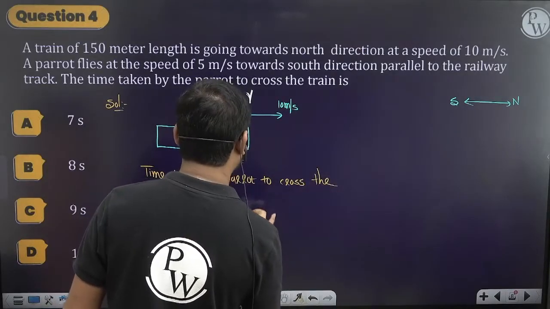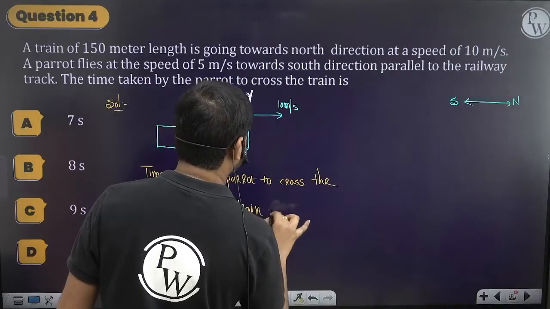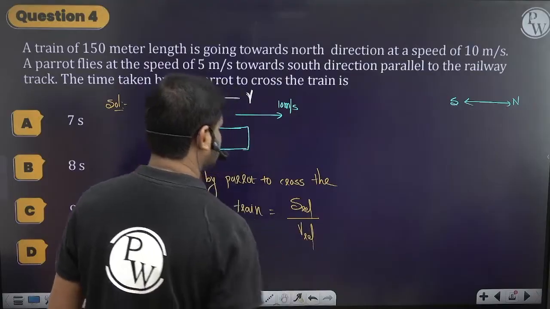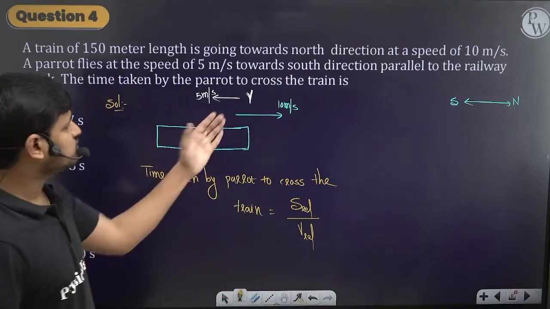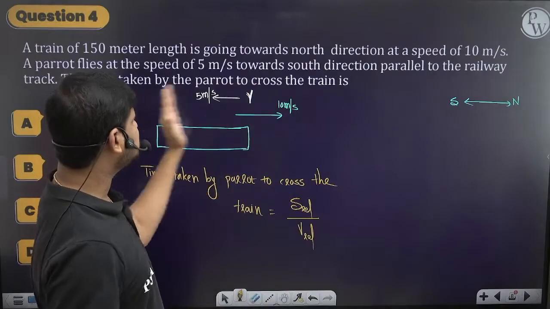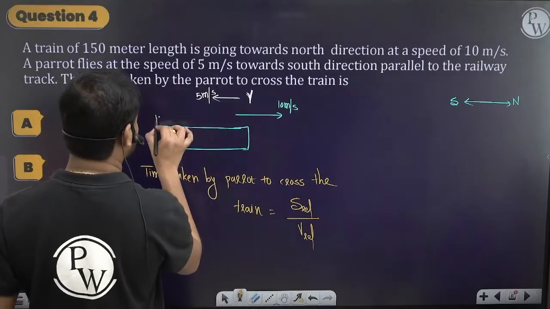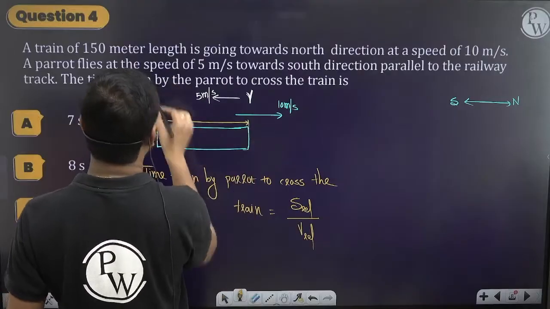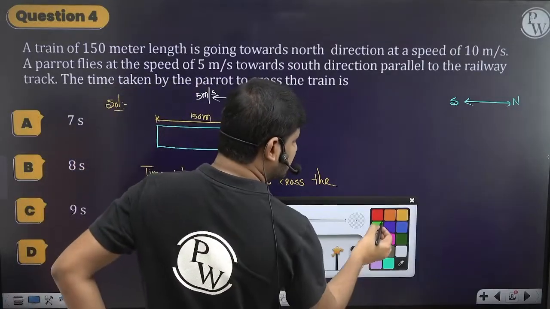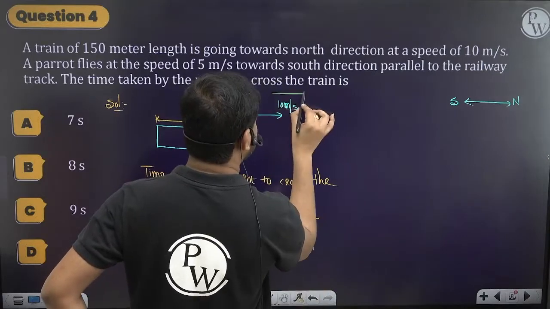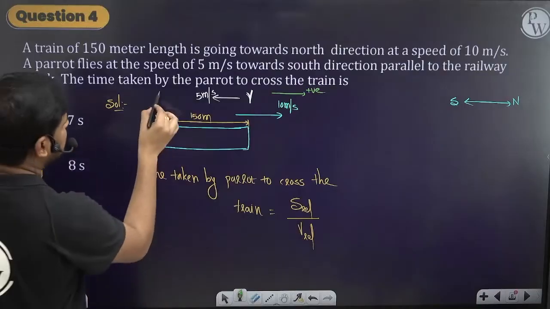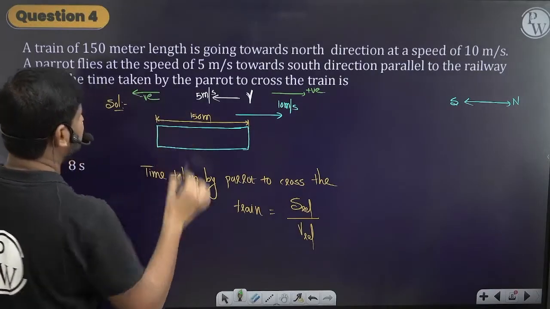So the time taken is again going to be S relative by V relative. The parrot is crossing the train, so the total distance the parrot covers is obviously the train length, which is 150 meters. Sign convention is very important, guys. Let's consider the right side direction as positive. Obviously the left side, the south direction, will be negative.